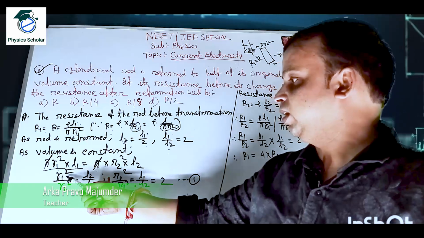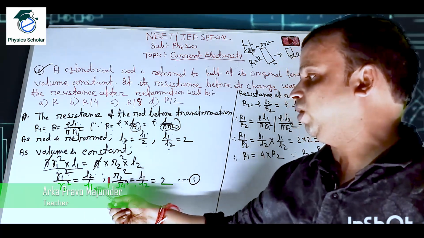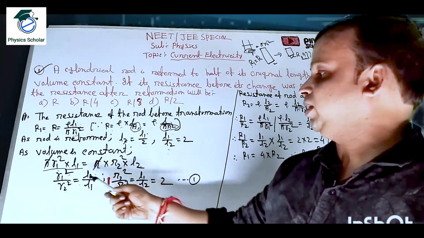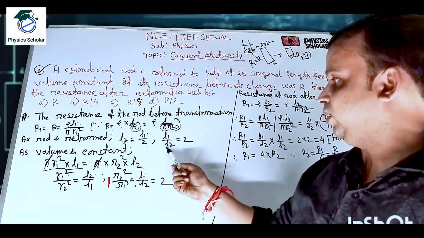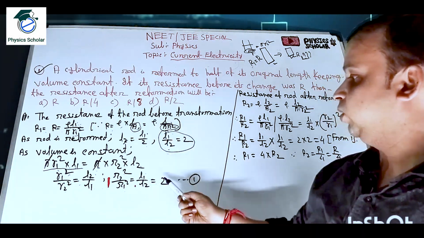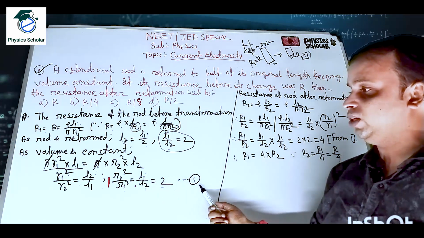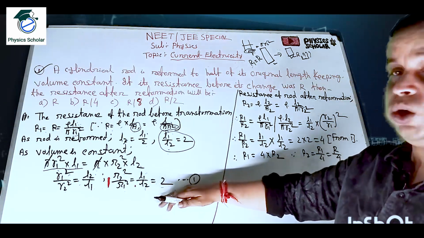Pi will be cancelled. So R1 square by R2 square is equal to L2 by L1. So it is reversed. R2 square by R1 square is equal to L1 by L2. What is the value of L1 by L2? 2. So I am writing here, L1 by L2 is equal to 2. It is equation number 1. So up to this, hope you have understood.